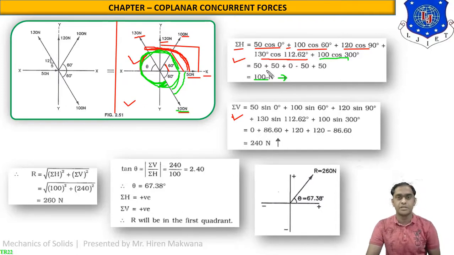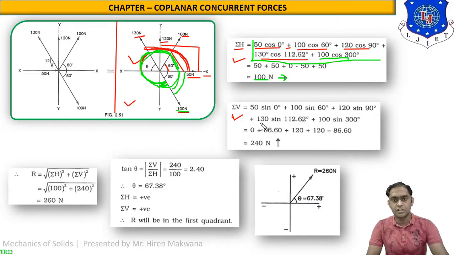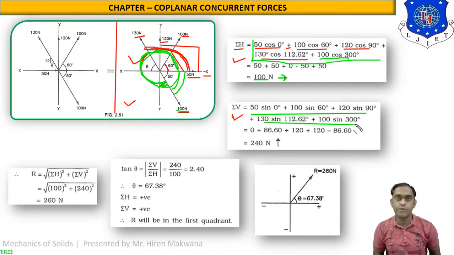Now what is sigma v? All the values of sigma h should be copied over here like this. You can see these are the copied values. The only difference is that in place of cos we have to use sine, because it is sigma v, the vertical component, so sine components. Forces remain as they are, angles remain as they are, no change. So just replace cos with sine and again solve in your calculator. You will find sigma v is 240 Newton.